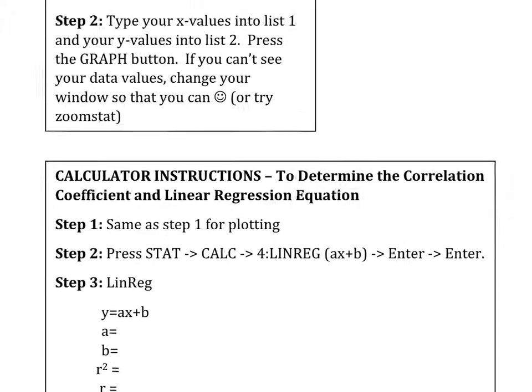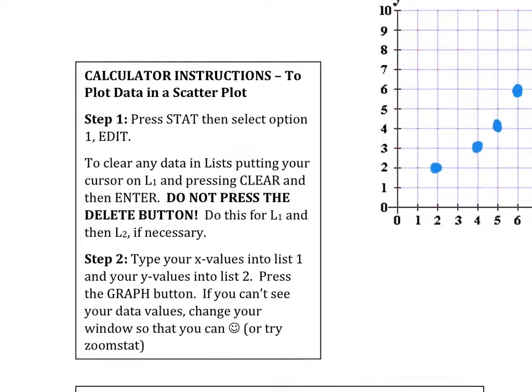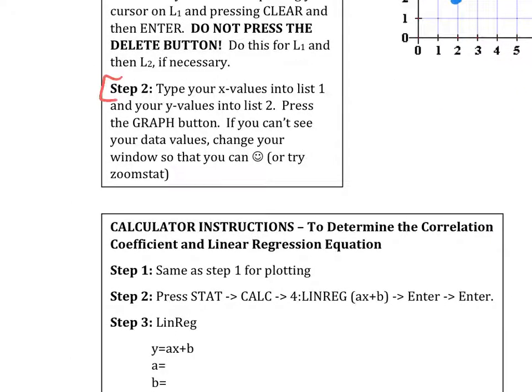So if you weren't doing your scatter plot, you would still have to enter your x values into L1 and your y values into L2. So you would still have to do this step 2 in order to get your linear regression line. You'd still have to do that.